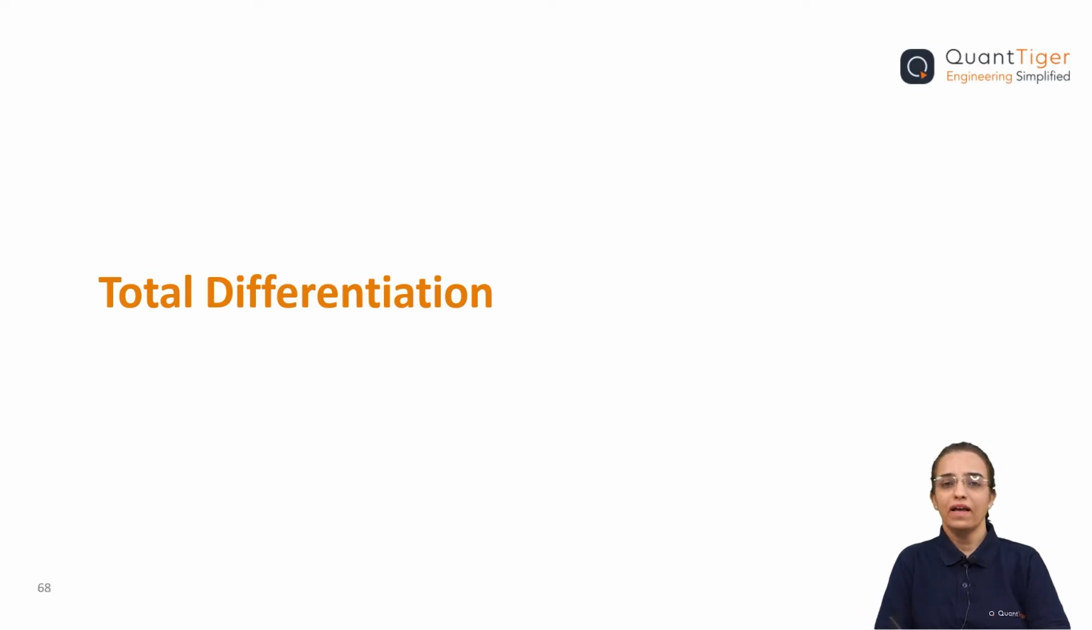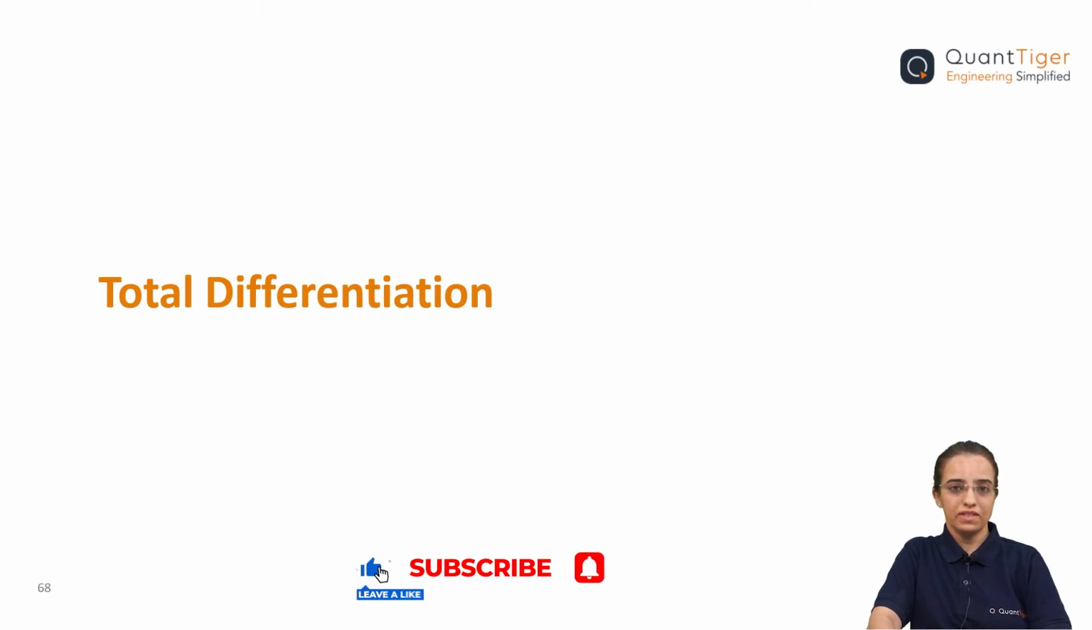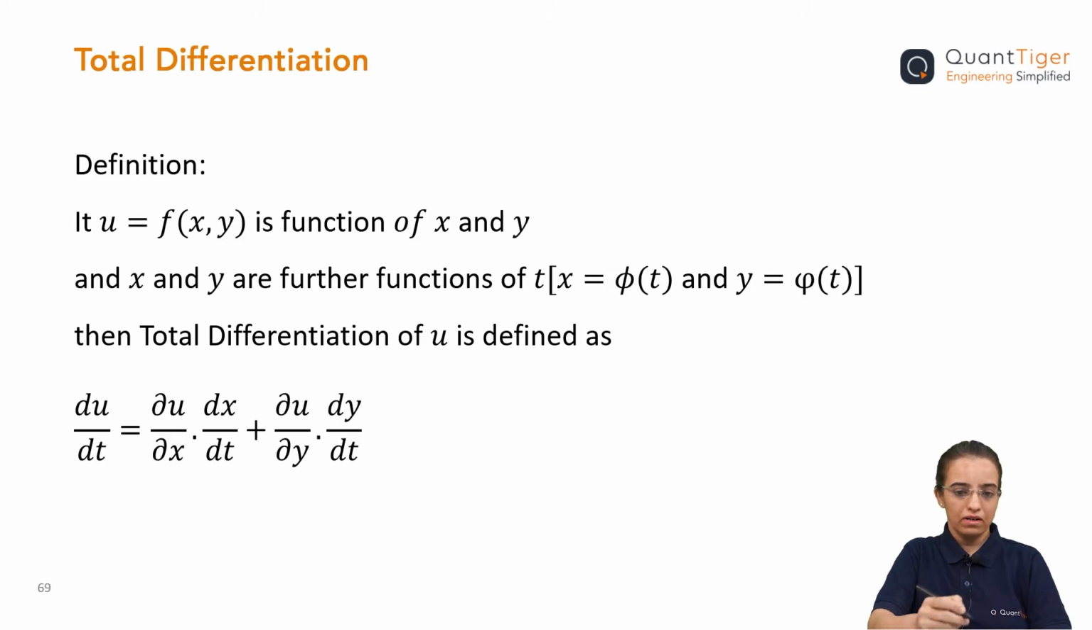हेलो एवरीवन, इन दिस वीडियो वी विल बी लर्निंग टोटल डिफरेंशिएशन। अब तक तो हमने देखा था रेगुलर डिफरेंशिएशन क्या होता है, पार्शियल डिफरेंशिएशन क्या होता है। नाउ वी विल बी लर्निंग टोटल डिफरेंशिएशन। सो दिस इज one more new type which we will be learning. So what is this? What will be this?